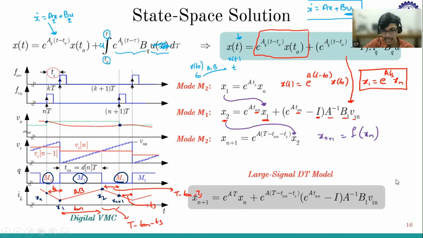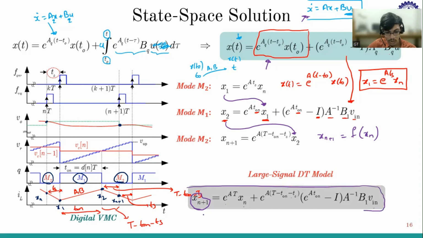This is large signal because we are not approximating anything. We are considering all the ripple, everything. We are basically using the solution of the differential equation to get this expression. So I have x[n+1] equal to e to the power A t into x[n], e to the power A into this expression, the final expression. So this is my large signal DT model.